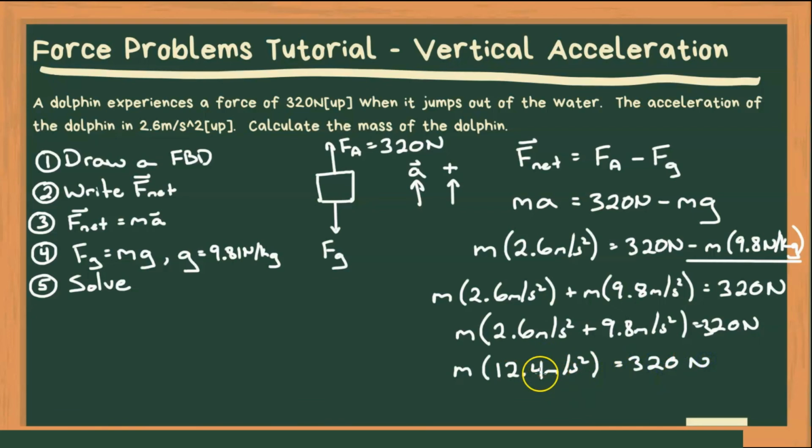And if we divide both sides by 12.4, we'll get the mass to be 320 newtons divided by 12.4 meters per second squared, which is 25.8 kilograms. I hope this tutorial helped, and stay tuned for the next tutorial where I'm going to add the equations for frictional forces.